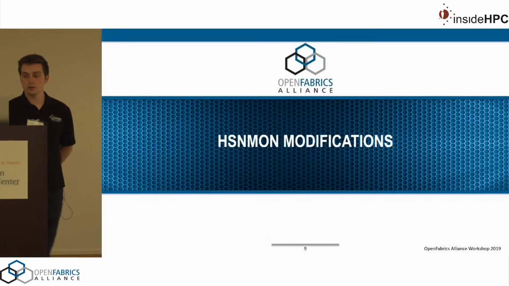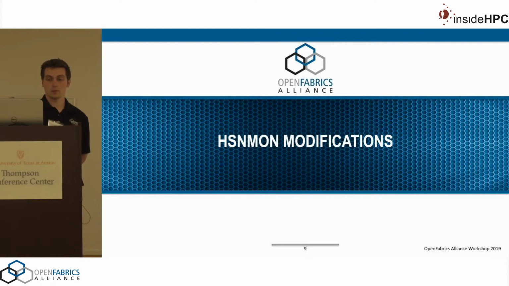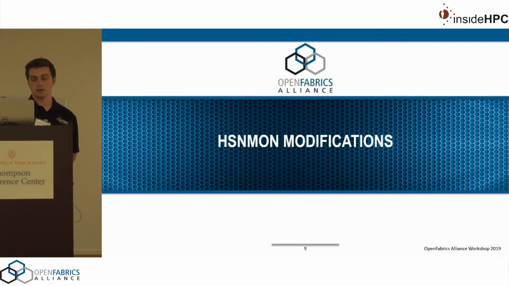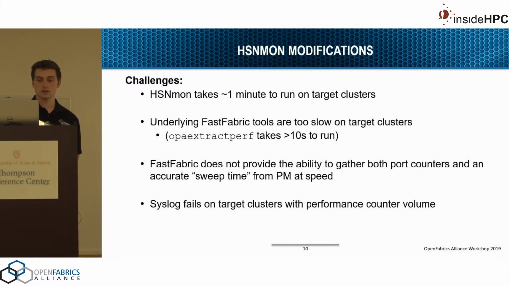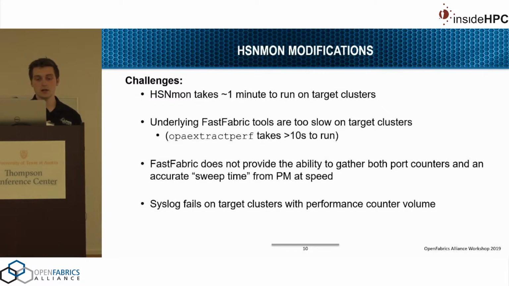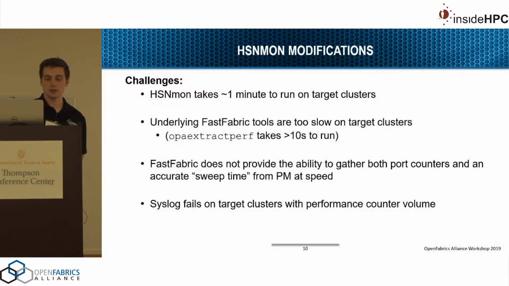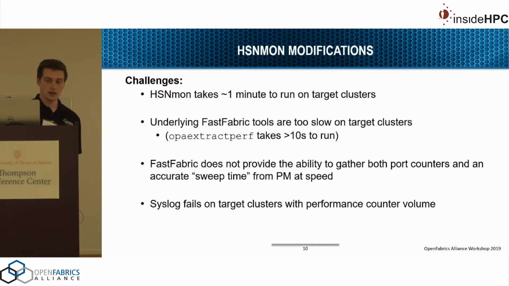So the goals that we set out at the beginning were put into place so that we could make some modifications to achieve what we wanted to. The big challenges that we faced were that the minimum amount of time that it took to run this program was over a minute on our target clusters, our largest OPA clusters. Additionally, the underlying fast fabric tools that were used for collecting the counters were themselves too slow for our purposes. OPA extract perf, for example, takes over 10 seconds to run on the size of clusters we're targeting, and so, therefore, we couldn't use it for our purposes.